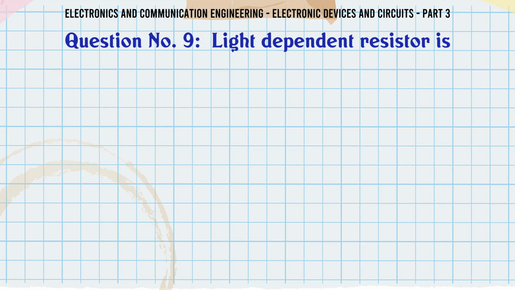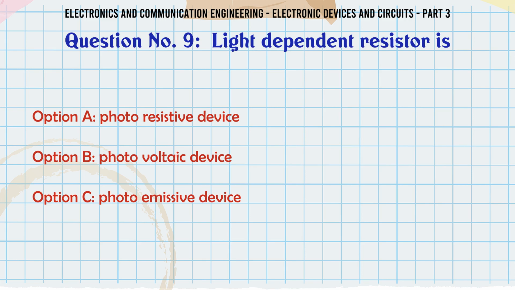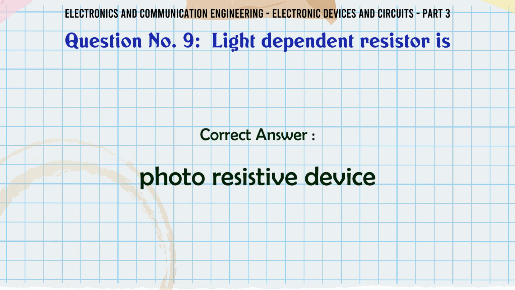Light-dependent resistor is A. photoresistive device, B. photovoltaic device, C. photoemissive device, D. either A or C. The correct answer is photoresistive device.